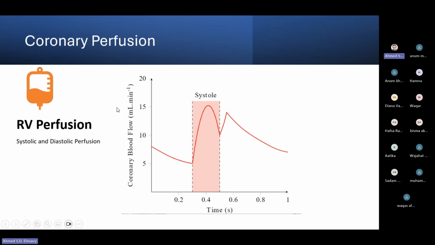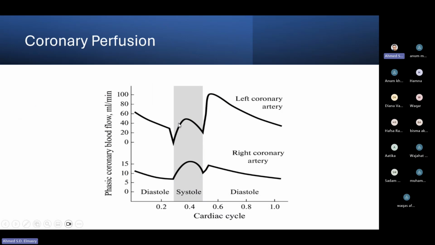And regarding the right ventricle perfusion, as we see here, this is the systolic phase and this is the diastolic phase. You can see obviously here that the systolic perfusion and the diastolic perfusion are almost the same. So the right ventricle is mainly perfused throughout the cardiac cycle, during both the systolic and the diastolic phase. And if you plot both graphs together, with the coronary perfusion against time throughout the cardiac cycle, you'll notice that the left ventricle coronary perfusion is mainly during the diastole, and the right ventricle perfusion is during both the systole and the diastole.